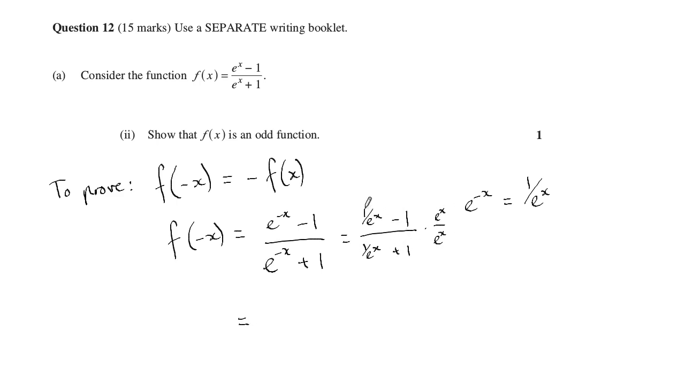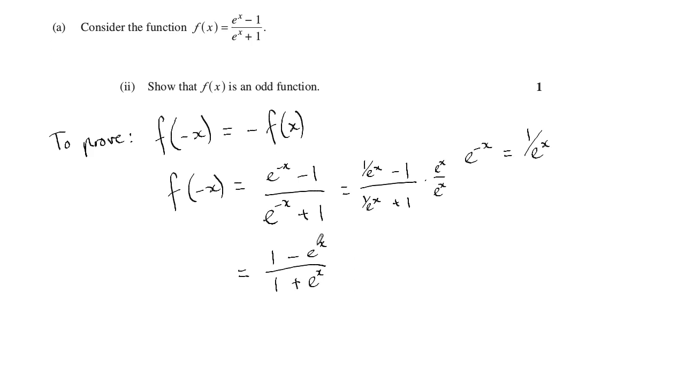So when we do that times that, that'll be 1. And then that times that is e to the x. And then we've got that times that is 1. And that times that is e to the x. Okay, that's looking much nicer now, because what we're trying to show is that it's equal to negative this. So negative e to the x minus 1 on e to the x plus 1.